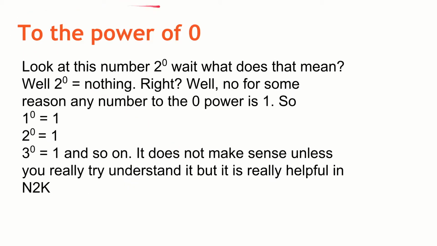And, okay, to the power of 0. Look at this number, 2 to the 0. Well, what does that mean? Well, 2 to the 0 means nothing, right? Well, no, for some reason any number to the 0 power equals 1. So 1 to the 0 power equals 1, 2 to the 0 power equals 1, 3 to the 0 power equals 1, and so on. It does not make sense unless you really try to understand it, but it's really helpful in National Number Knockout.